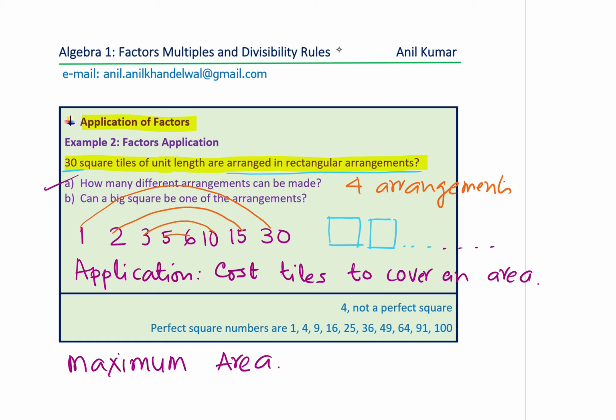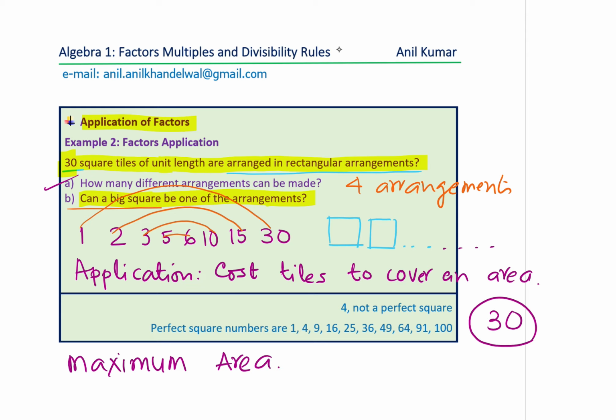4 arrangements, correct. Now the question is, can a big square be one of the arrangements? Well, why are we interested in a square? We found that a square gives us the maximum area for the same perimeter. The other way. You get the idea? Okay, so now the question is very important. Can a big square be one of the arrangements? Well, we are working with 30, not 36, correct? We are working with 30.